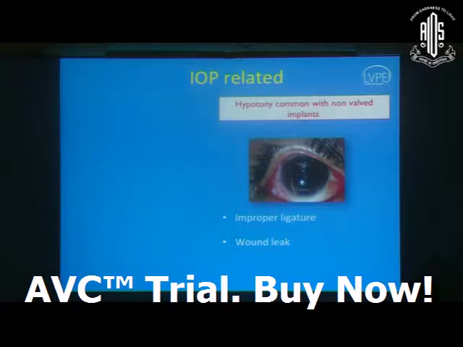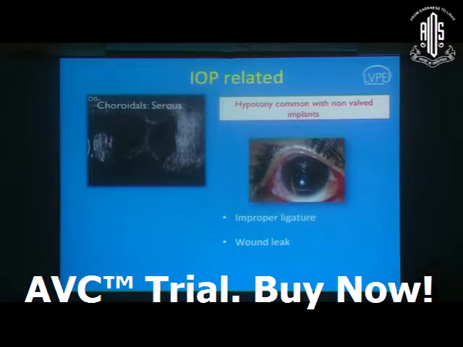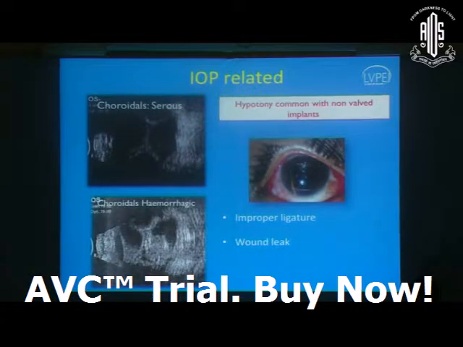This can happen most often because of an improper ligature, especially if it is a non-valved implant, or peritubular leakage if we are using a larger gauge needle. And wound leak, of course, if you have not meticulously closed the conjunctiva. Sometimes you can end up with a very serious complication, like extensive choroidal detachment, either serous or hemorrhagic. If it is not very severe, medical management, with an increase in topical steroids or sometimes systemic steroids and cycloplegics, will help. Over a period of time, with just conservative management, they'll be able to manage.